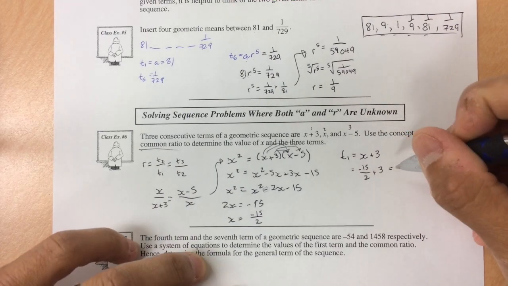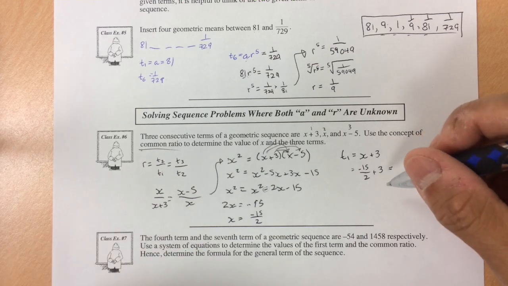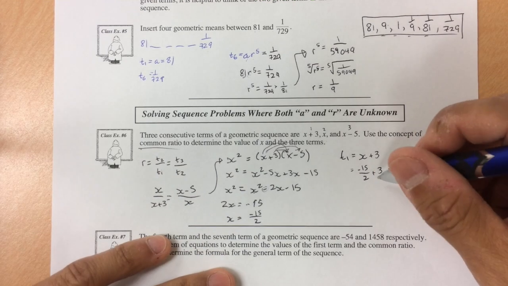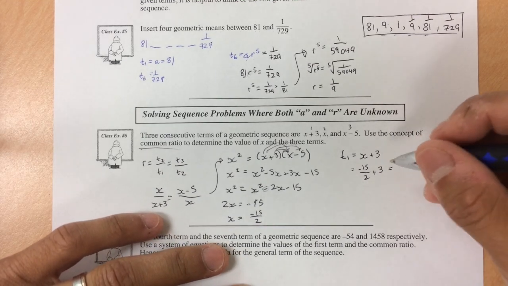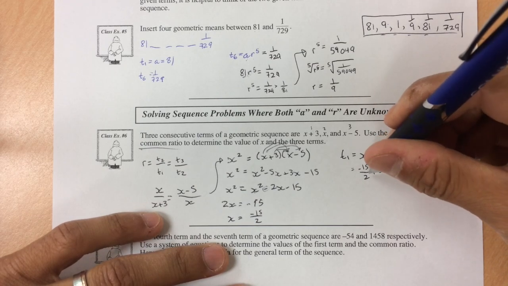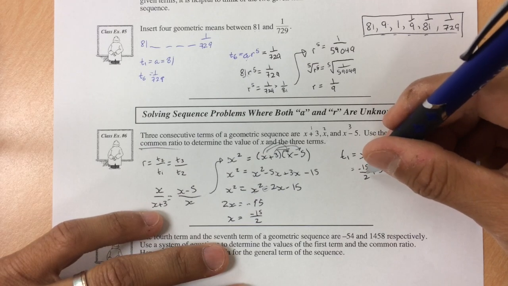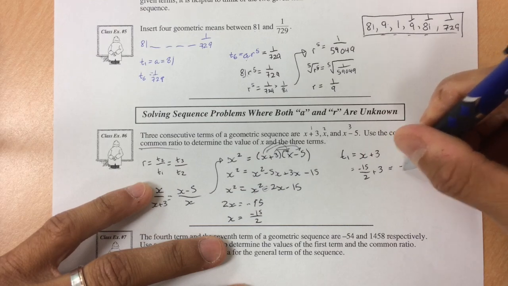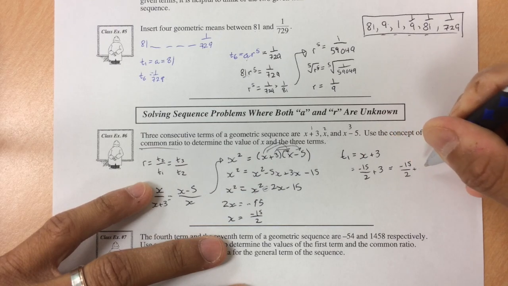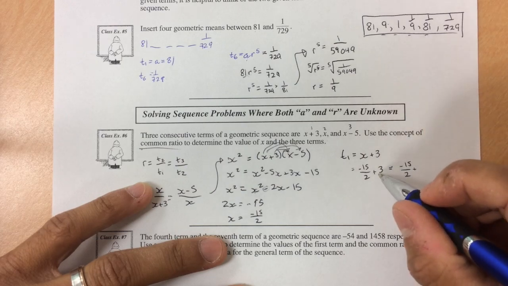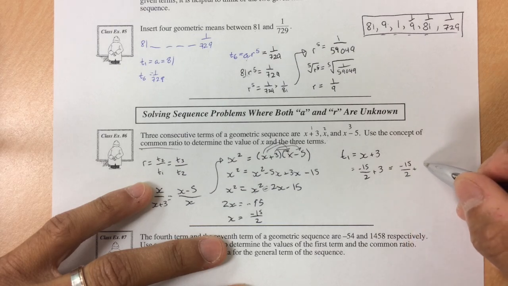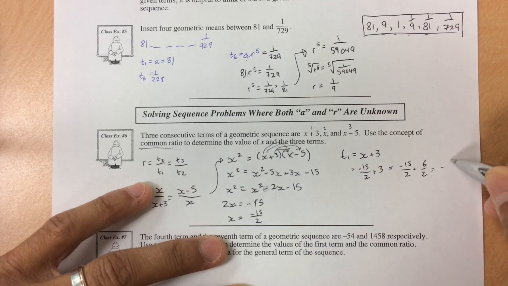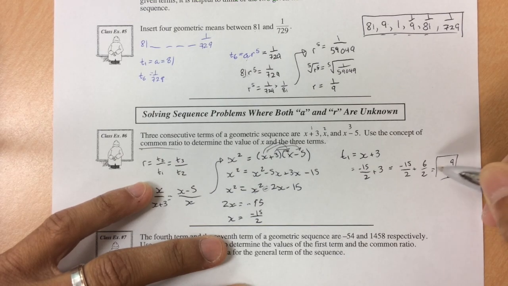So negative 15 over 2 plus 3. Remember, when you're adding fractions, you need to make sure you have a common denominator. My common denominator in this case is going to be 2. So negative 15 over 2 plus... If I want to give this a 2 on the bottom, I have to multiply both sides by 2, which gives me plus 6 over 2, or negative 9 over 2. So that's my term 1.